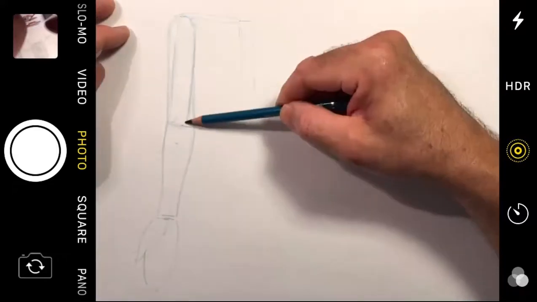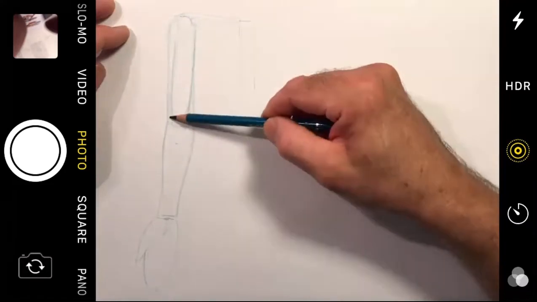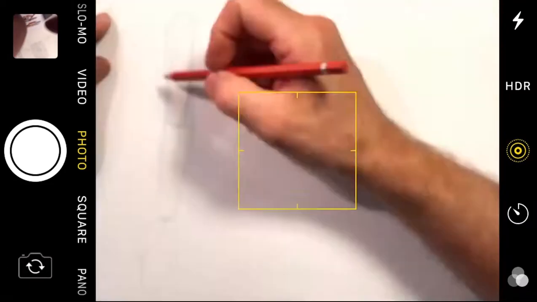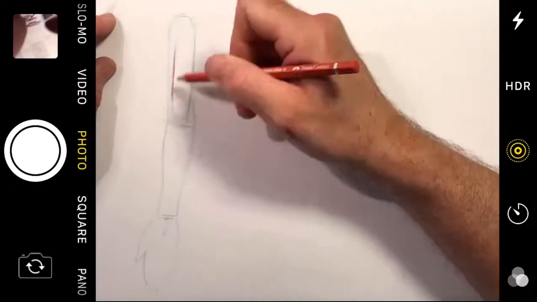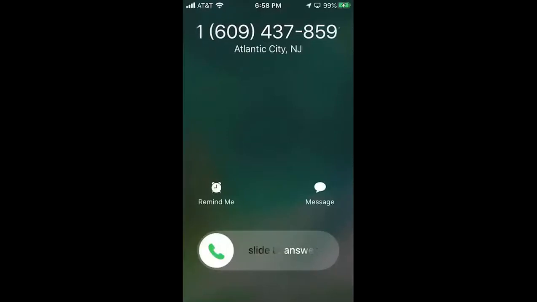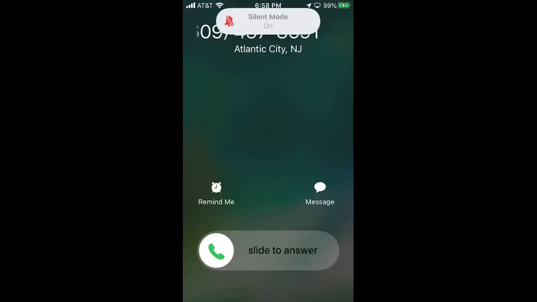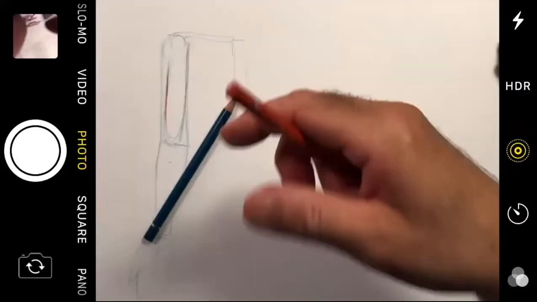Now this is the volume of the bicep. Actually, I can color it red. Sorry, guys, I forgot to turn off the phone. I'm going to put it in airplane mode. All right. Okay.